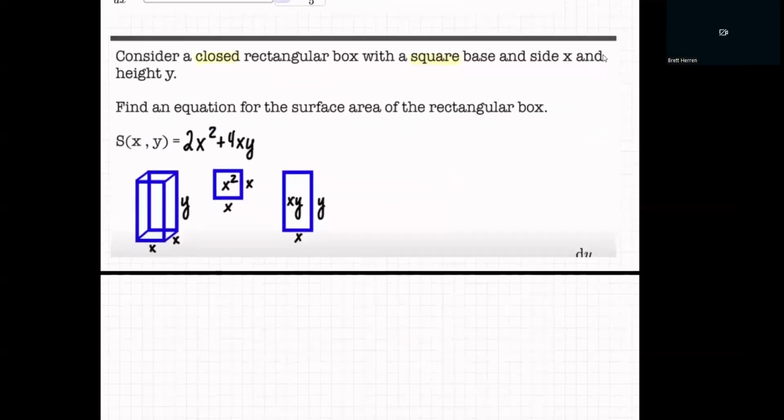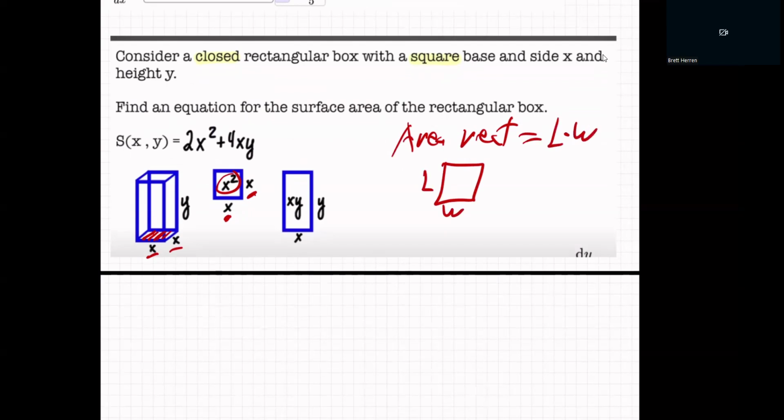Now, how do you find the area of this bottom here? Well, it's just x times x, right? x squared. That's how you find the area of a rectangle. You multiply one side by the other side. The area of a rectangle, just like a flat rectangle, is just length times width.